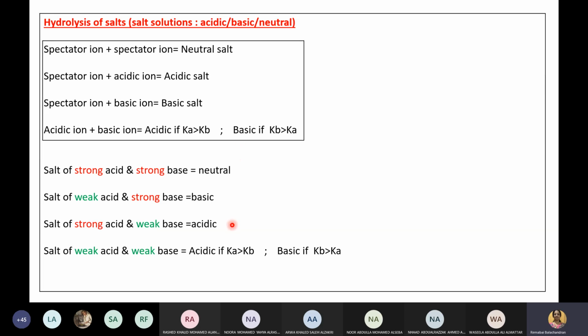Or you can do it in a different way. Salt of a strong acid and a strong base is neutral. Weak acid and strong base: the one which is strong wins, so it's basic. Strong acid and weak base is acidic. Weak and weak: if Ka is greater, it will be acidic, or if Kb is greater, it will be basic. Did you understand? Okay, so we will do examples, so it will be clear for you.